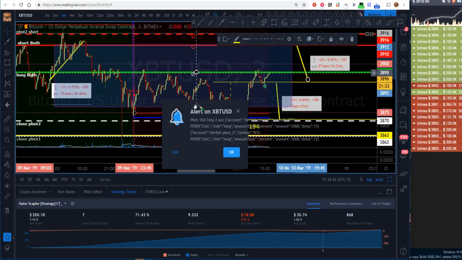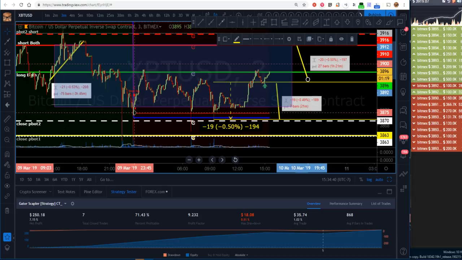It redid my longs. Oh shit! I moved it and it redid it. It added to my longs. Oh shit! I'm going crazy. That's finna fuck me up. That was not supposed to happen.